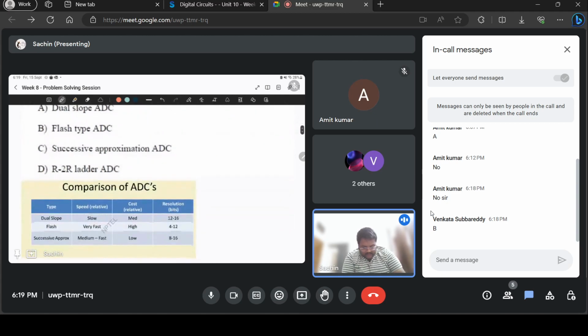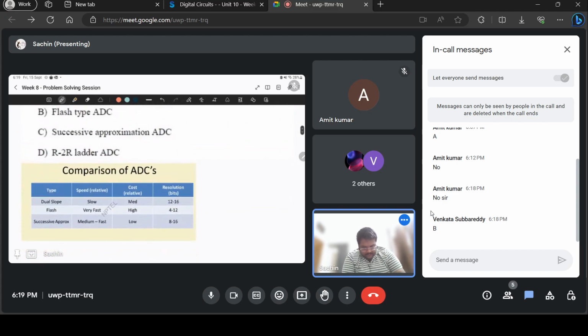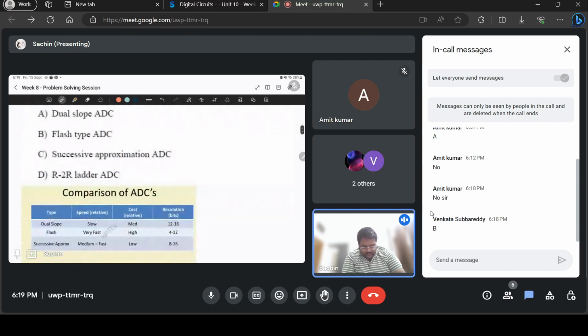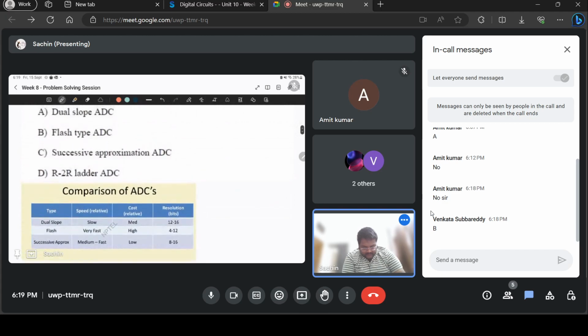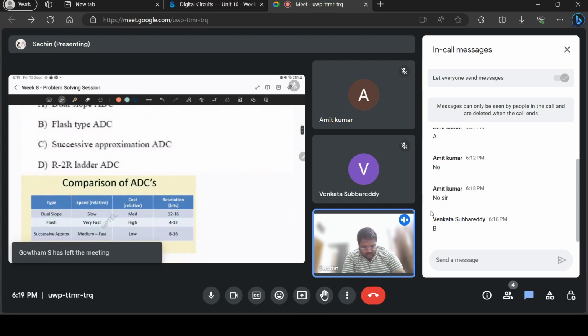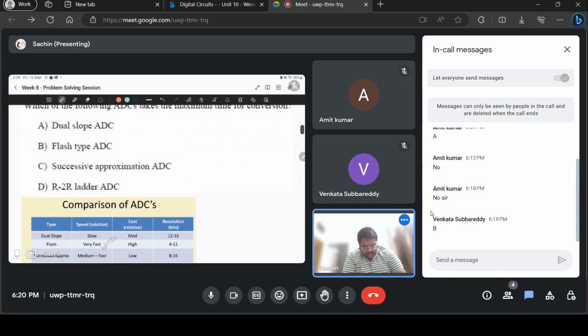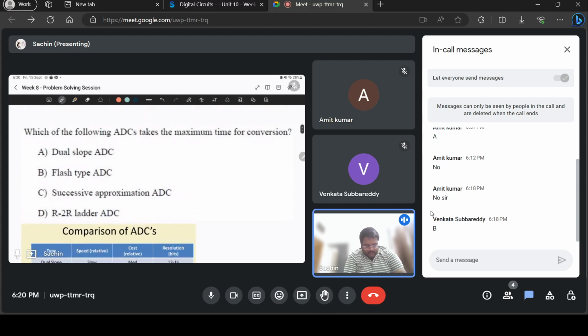So among the other 3, you have to remember this table. I am not sure if they've explained how these things are true. I don't know if they've explained why dual slope is slow and why flash ADC is very fast, but they're not explained. You'll have to look it up yourself.